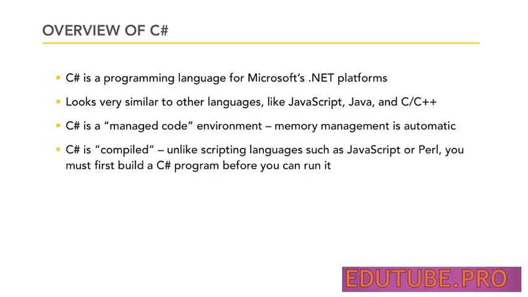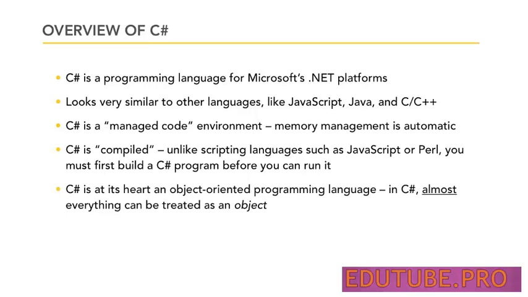C# is a compiled language. Unlike some other languages you may be familiar with, like JavaScript or Perl, you must first build a C# program before you can run it. And this step is called compiling the application. JavaScript and Perl are interpreted languages. In other words, the execution engine, in the case of JavaScript, for example, that would be the browser, actually interprets the language line by line as it goes through the program and runs it as it discovers new statements and other things in the language. C# isn't like that. In C# you write your code, then you have to go through the compilation step, and then you can run the application.